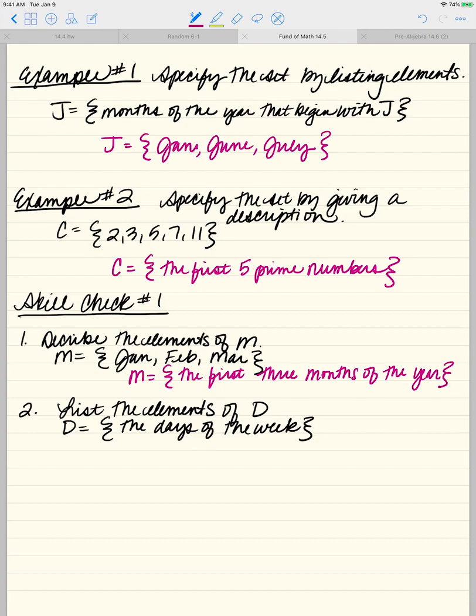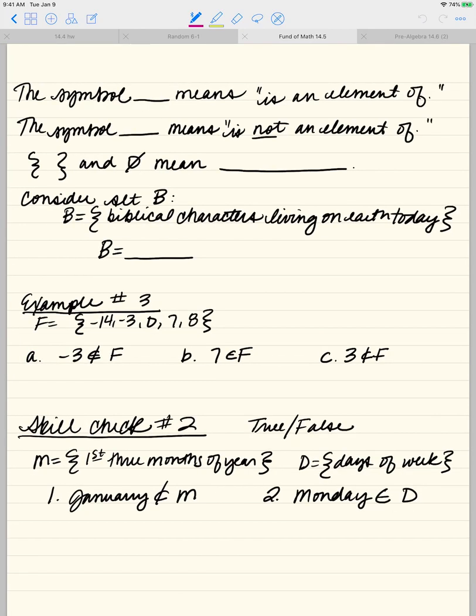Okay, then we have number 2 says list the elements of set D, and set D says the days of the week. So what we're going to do is write D is equal to the days of the week. And we're going to write all 7 because we want to have a complete set. And there's listing out set D by its elements.